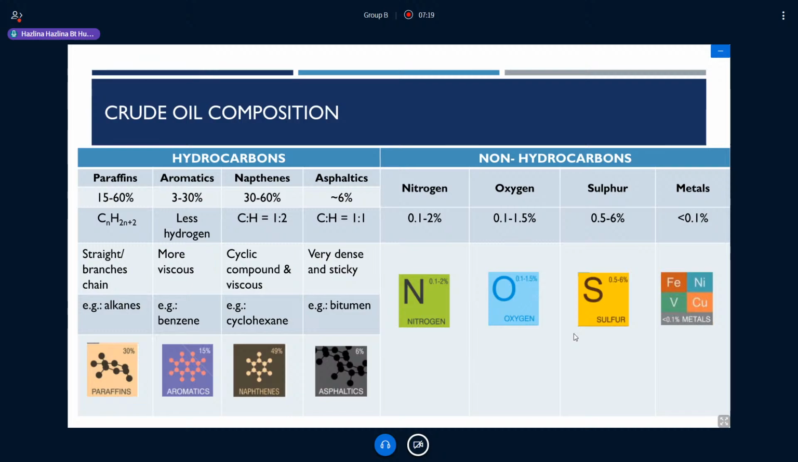Crude oil also consists of impurities. And here you can see from this slide, the impurities are definitely not the hydrogen and the carbon elements. They are other than that. So they are basically impurities that we do not want.